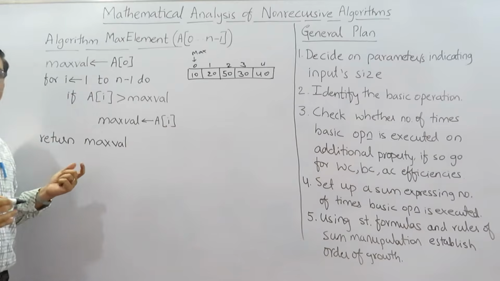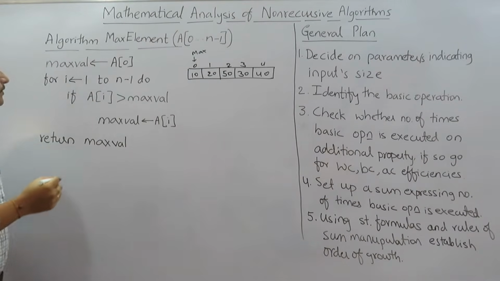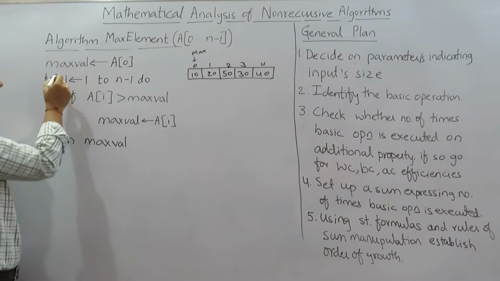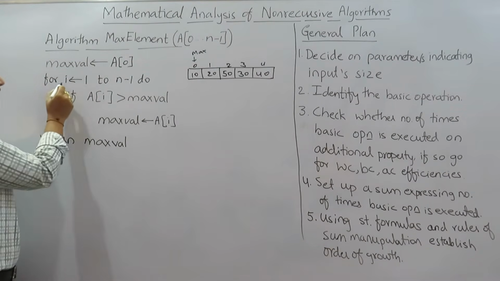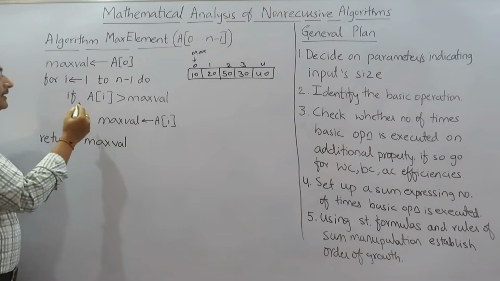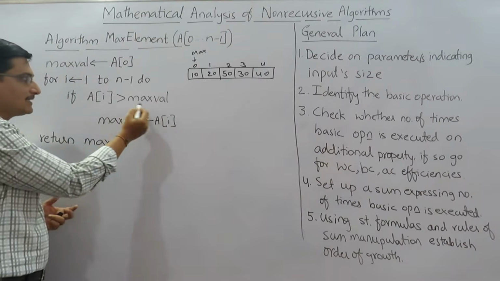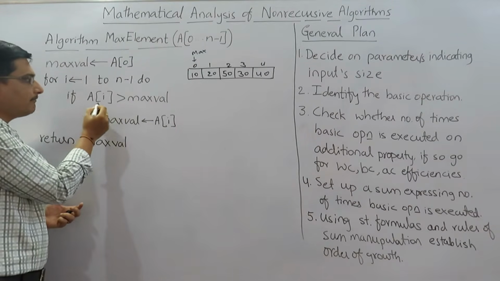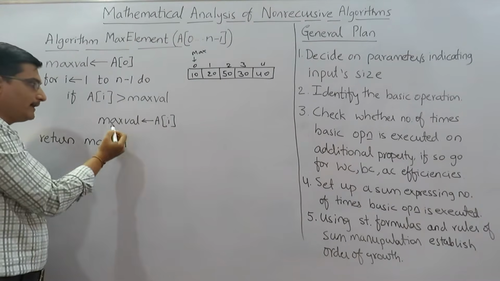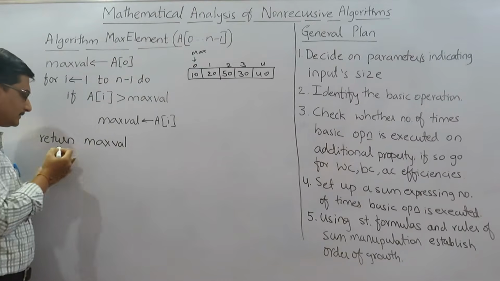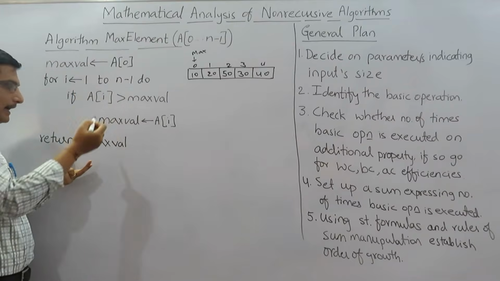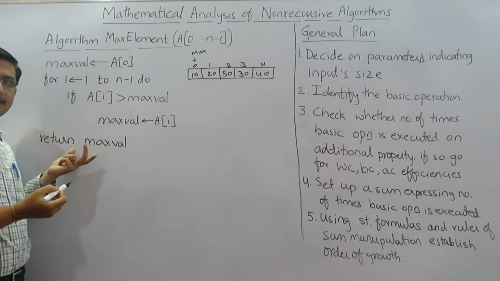So this is the pseudocode for the algorithm. We have assigned the first element of the array to one temporary variable, that is max value. Then for i equal to 1 to n minus 1, that is from the second element to the last element, we compare the present max element with a of i. If a of i is greater than the max element, then we assign a of i to the max element. Otherwise we do nothing, we just increment i. At the end we return the max element.